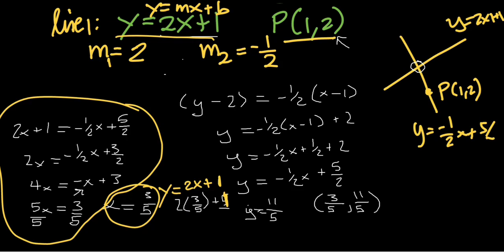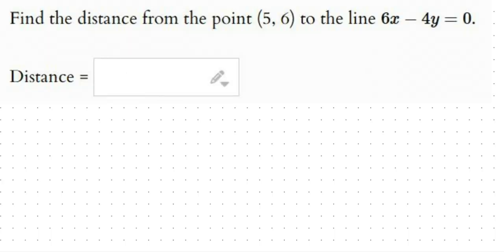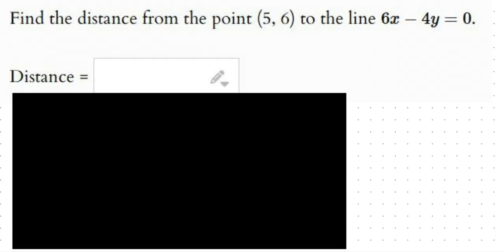Can you please clear the board? I cannot clear this because you are the host. Okay, that one is the next problem.